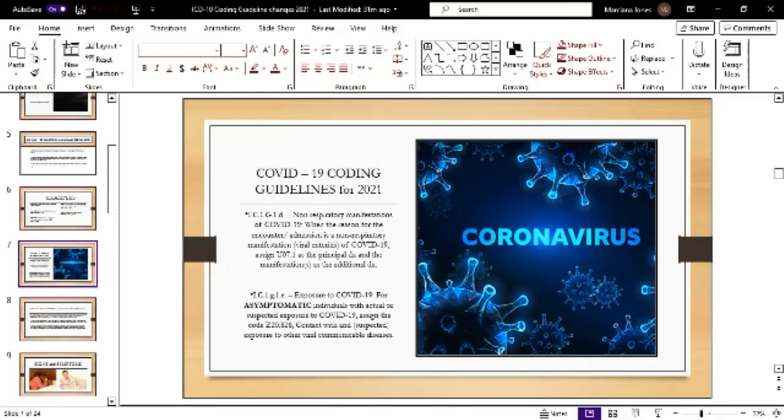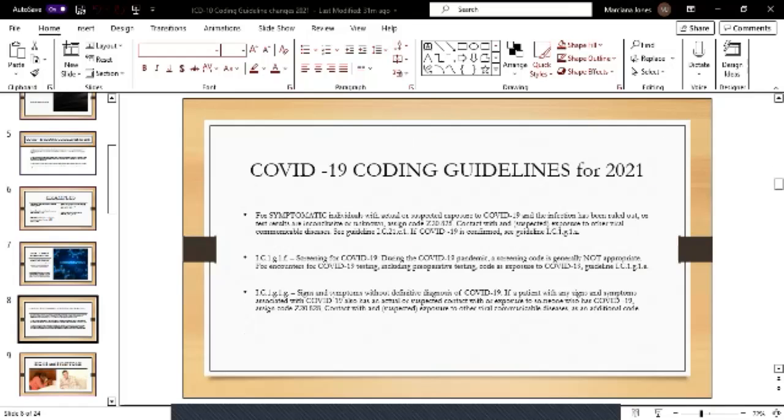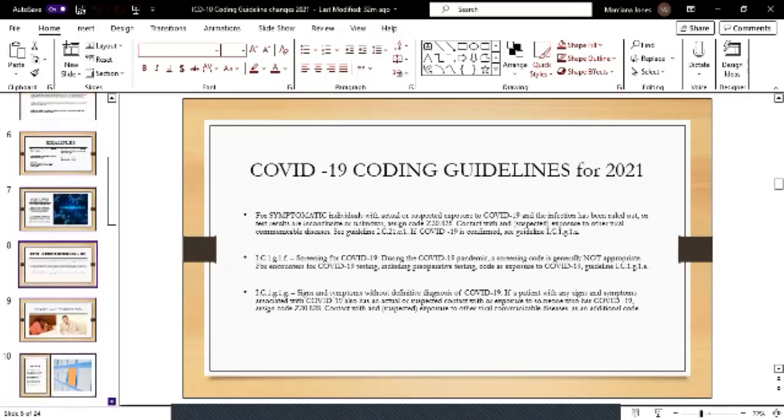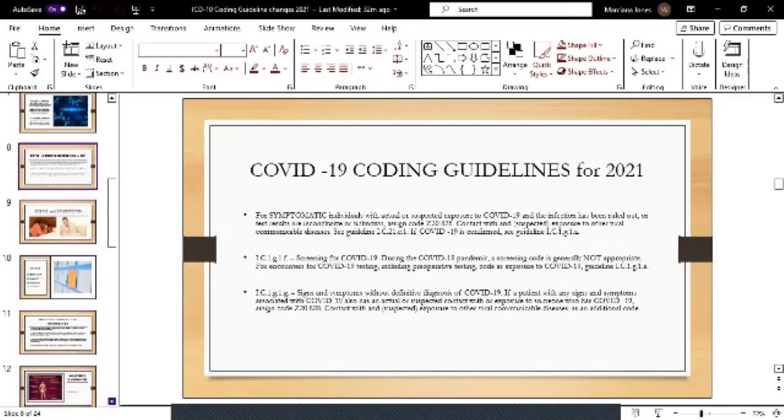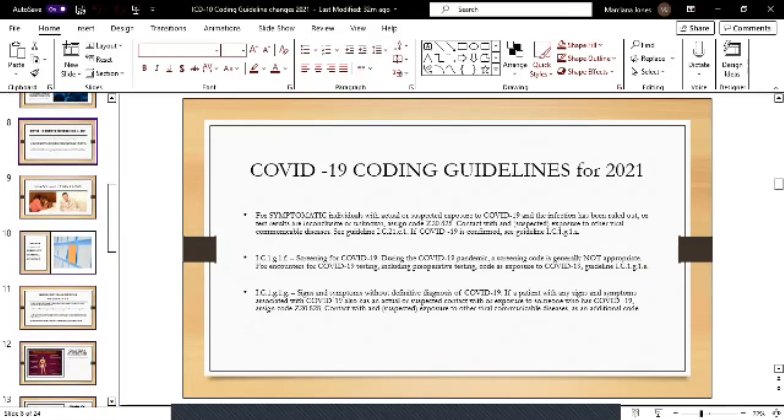So again, for asymptomatic individuals who have been suspectedly exposed to COVID, you're going to assign Z20.828, which is contact with and suspected exposure to other viral communicable diseases. So those are the COVID-19 guidelines again for 2021. Okay, so we talked about asymptomatic patients.